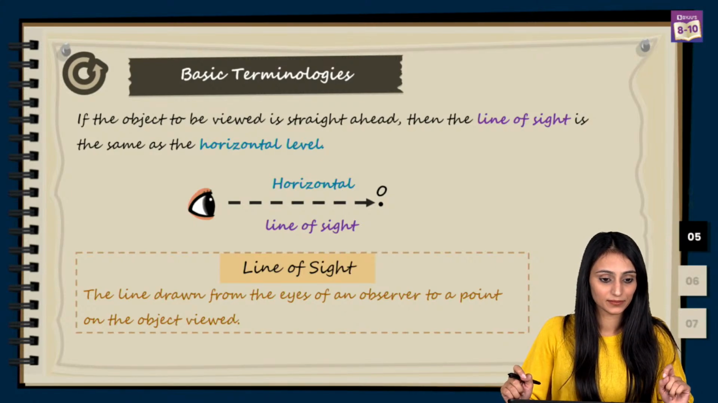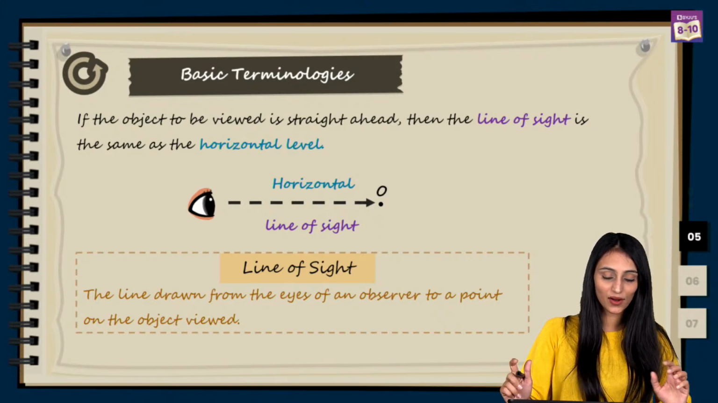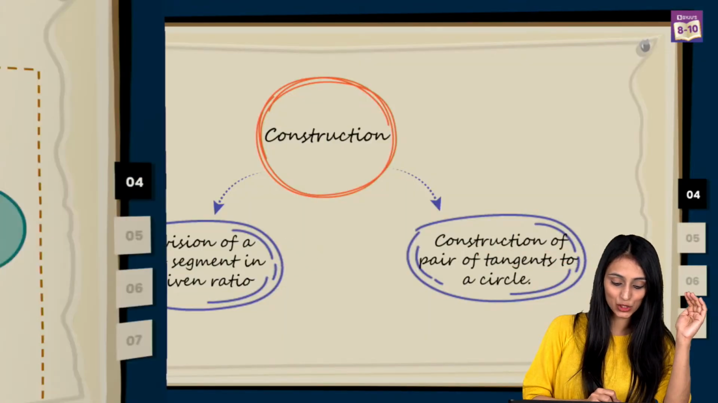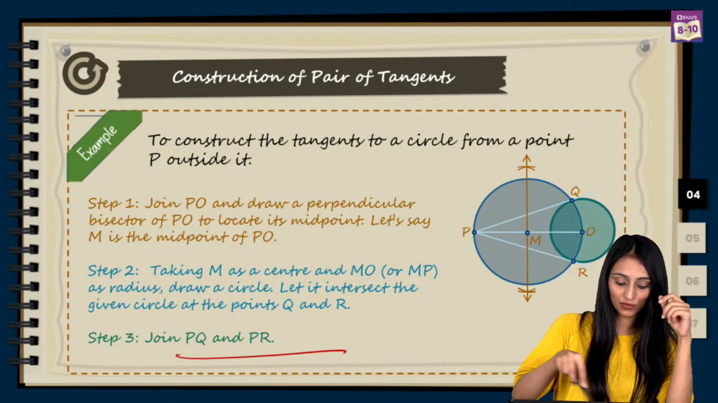Any doubt in the construction? Once again. All right. Let me just go back. Students, let me just explain what we did in the construction, the last one. Then we can start with this applications of trigonometry again.